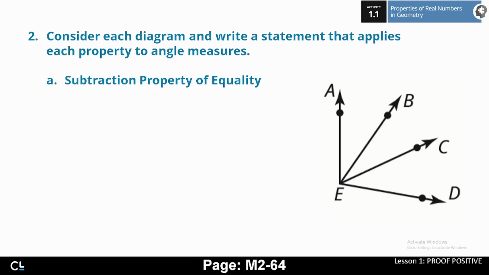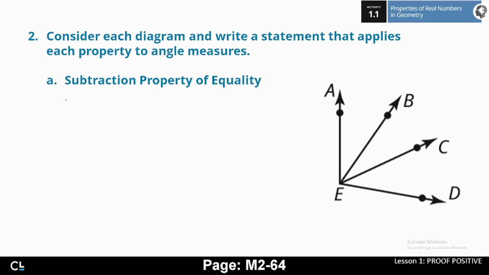So next up, it says consider each diagram and write a statement that applies the property to angle measures, right? So we have a situation here and we want to write an example of the subtraction property of equality. This is on page M264. So subtraction property of equality. Basically, we're going to take a bigger angle and subtract, and we're going to get a smaller angle. Or we could say we have two different angles and we subtract things from them and it gives us the same angle.